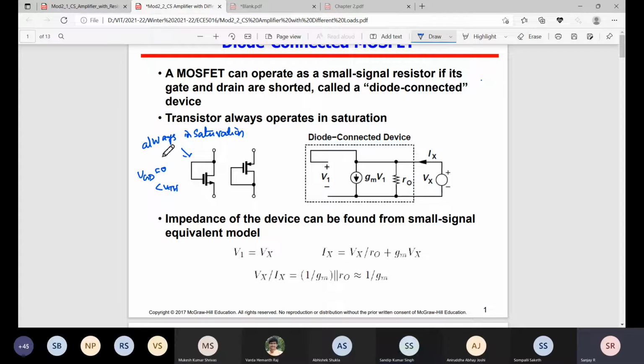Because what is the condition for triode? VGD greater than VTH. So VGD equal to VTH is the edge of the triode. But it will never come there, because gate and drain are always shorted. The gate to drain voltage is always 0 because both voltages are equal. So it is always operating in saturation, never coming to triode. Fine. So in amplifiers, you will use this diode connected device frequently. Particularly, in your lab you did the current mirror, no? There it is widely used. Fine. So we want to find the impedance looking into the gate and drain connected MOSFET.